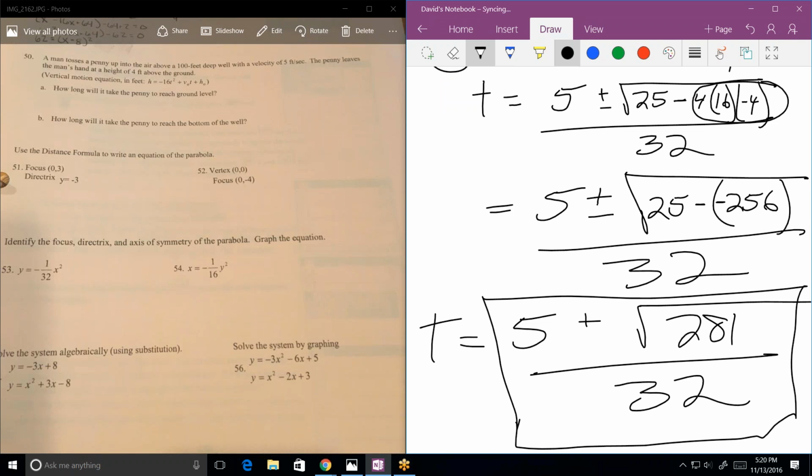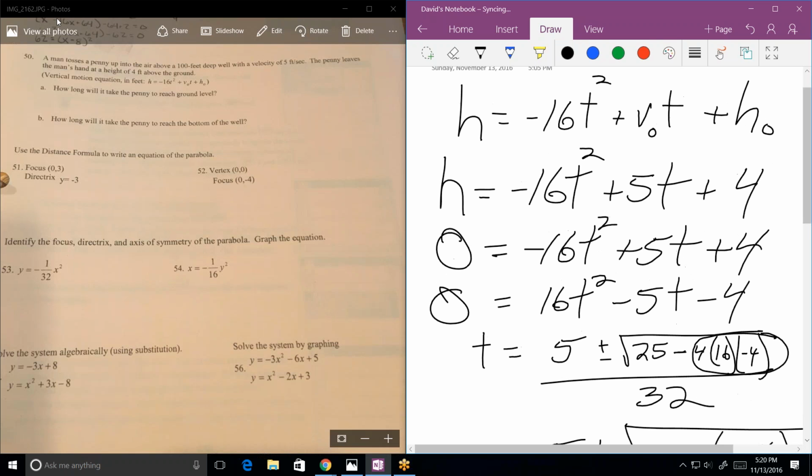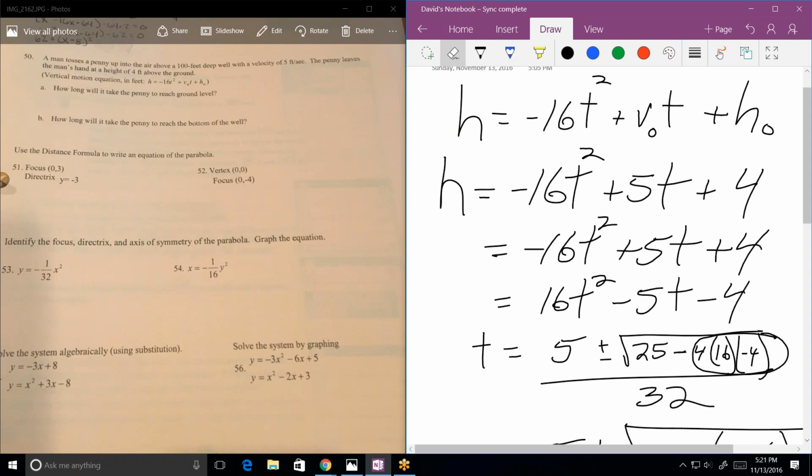Now, part B. What should the height be? They're asking how long will it take the penny to reach the bottom of the well. Well, it's a 100-foot depth well. What does H need to be? H needs to be 100 feet below, so it'd be minus 100.